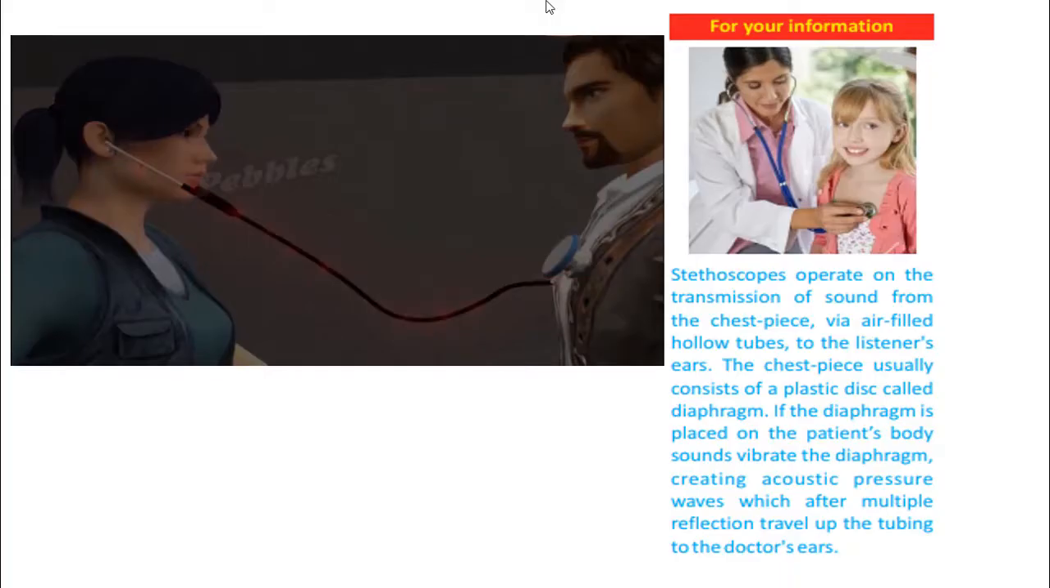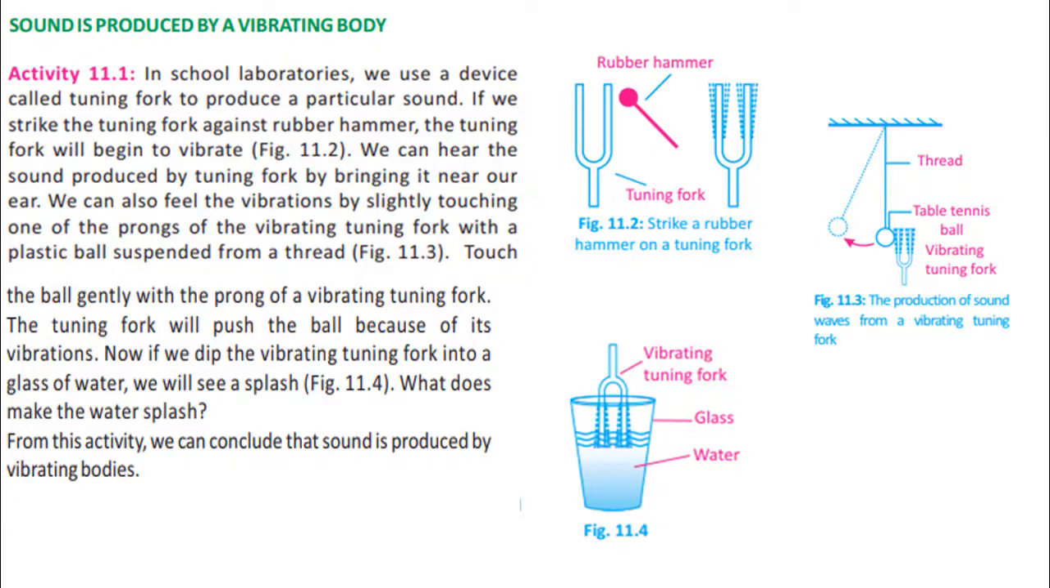I hope, students, this video helps you to understand the working of a stethoscope. Now, we will discuss how sound is produced by a vibrating body. The activity 11.1 is given in your textbook. Please, students, read it properly and you can understand it by watching the video.